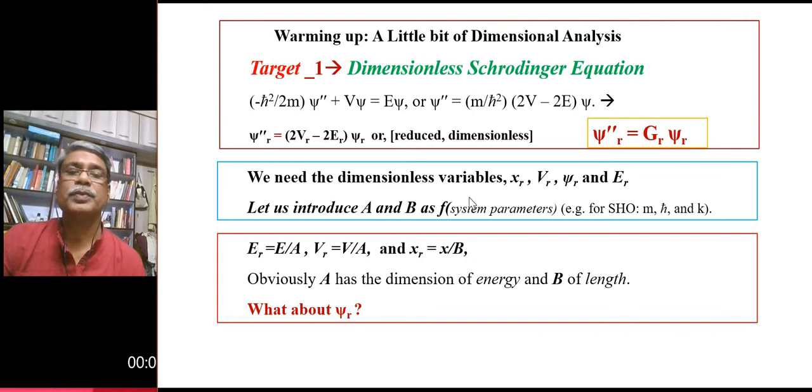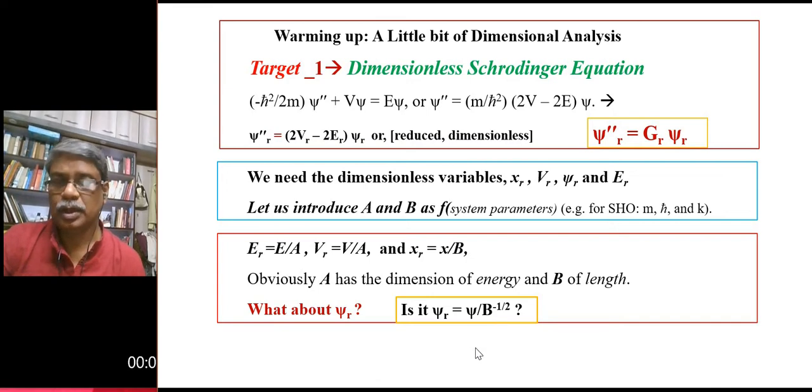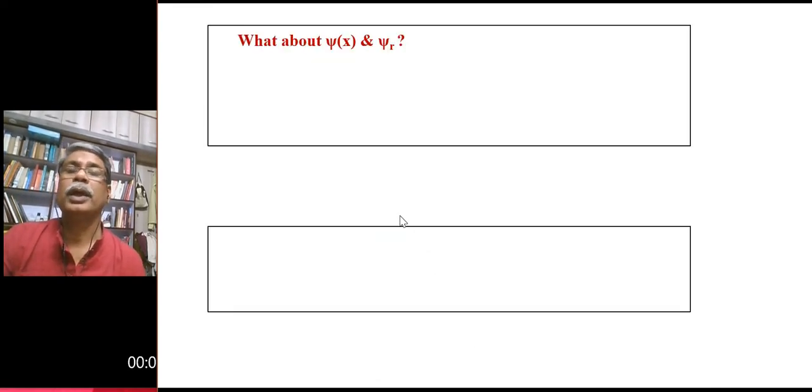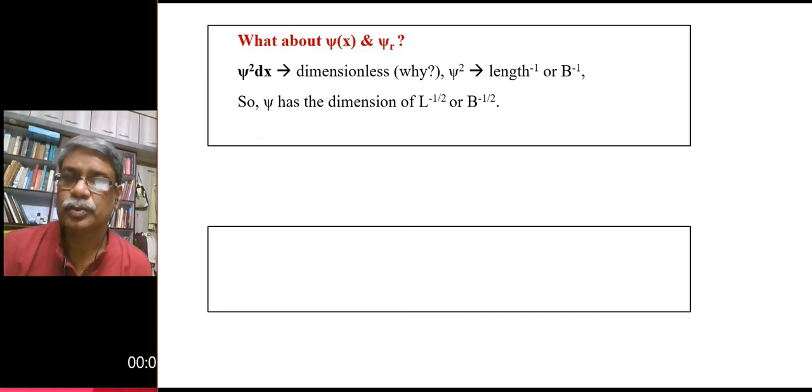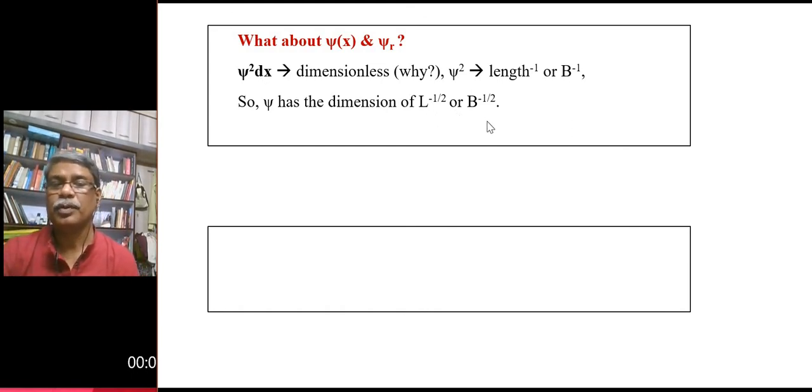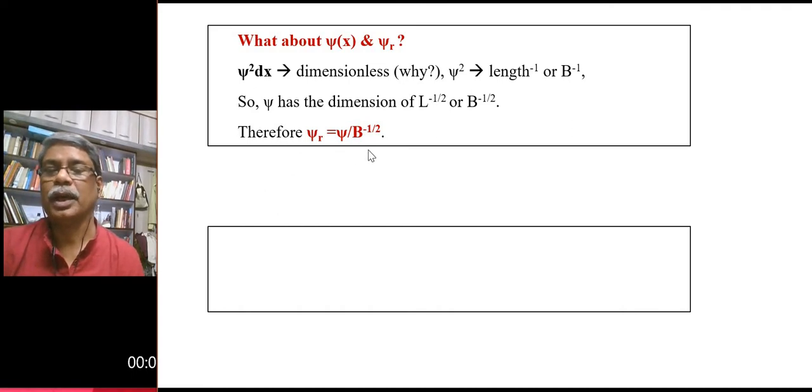So out of these 4 reduced variables, we have got 3 except psi R. So what about psi R? I suppose that psi R is like this. Let me define quickly why it's like so. As you know, psi square, or precisely mod psi square, gives the probability density. So psi square dx gives you the probability, which is dimensionless. So psi square has and must have the dimension of inverse length. So psi is length to the power minus half, or B to the power minus half. So I have justified that psi R looks like this.